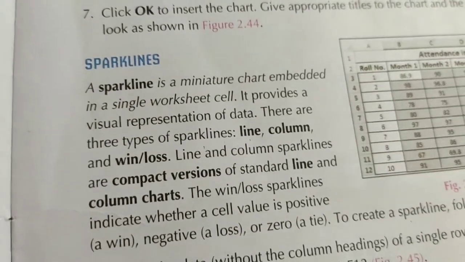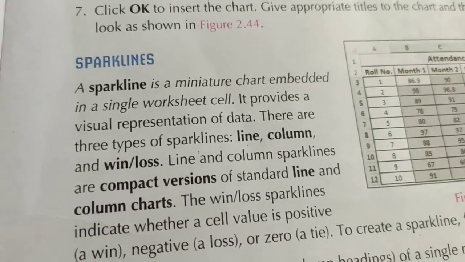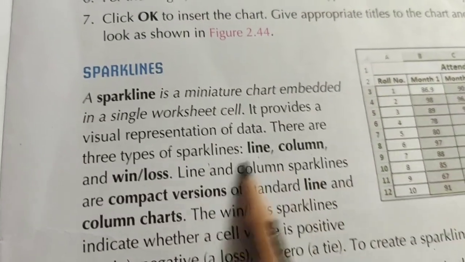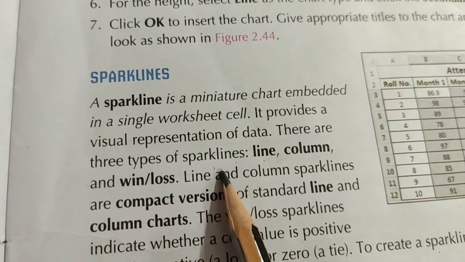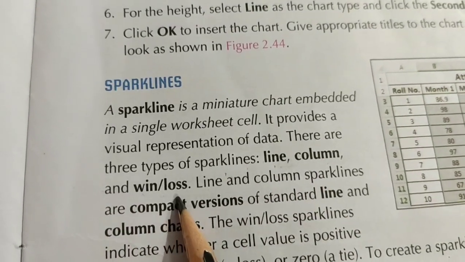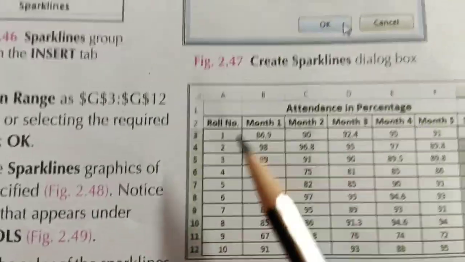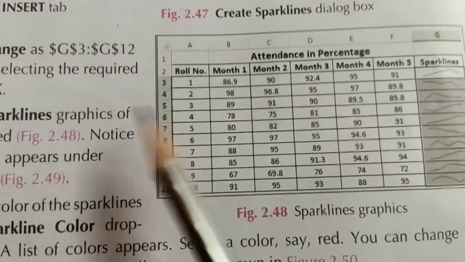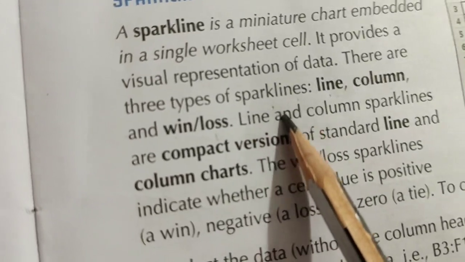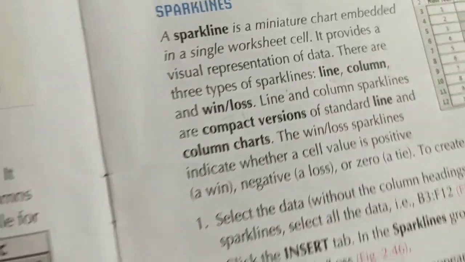Then comes sparklines. Now a sparkline is a miniature chart. Miniature means it is a small chart. Now you will get three types of sparkline: line, column and win/loss. Now I will show you this table. How many types of sparklines are there? Three types. You remember this: line, column and win/loss.